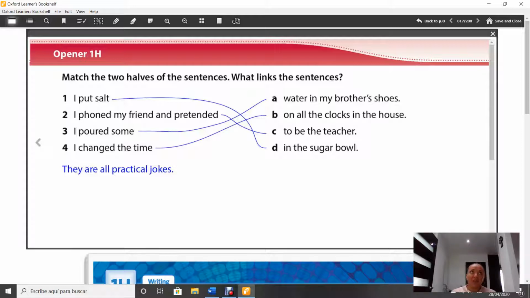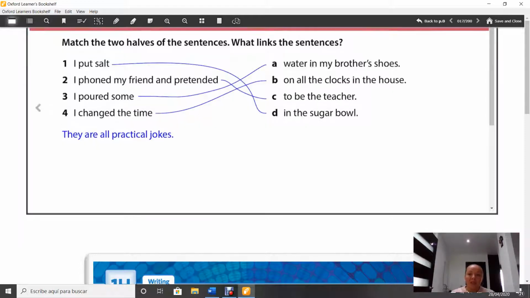Can you imagine that you go to a restaurant and you order a coffee, and instead of sugar, you serve salt on your coffee? Can you imagine that? That could be disgusting, right? Have you ever made a practical joke maybe to a friend or to your families? Yes? I'm sure that you have done at least one joke, maybe for your friends or maybe for your families. I'm sure about that.